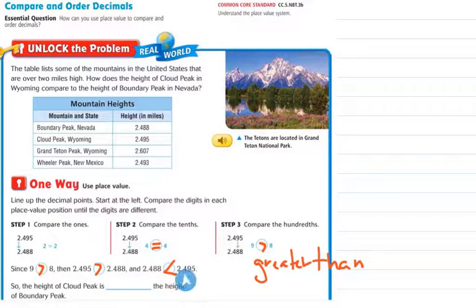2 and 495 thousandths. So boys and girls, in this way, what we did was we aligned up using place value, and we used the decimal. So the height of Cloud Peak is greater than the height of Boundary Peak.